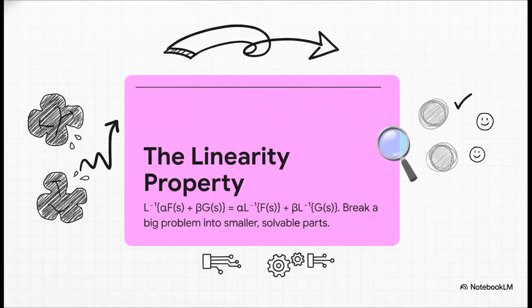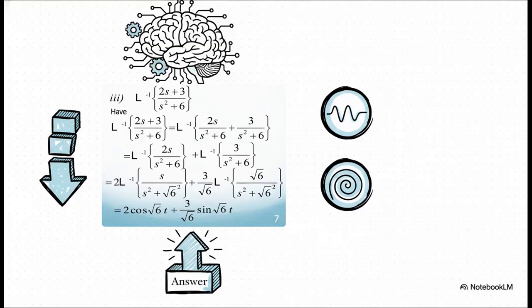This property, linearity, is an absolute game changer. All this math really says is that if you have to find the transform of a bunch of things added together, you can just deal with them one at a time. You can break one big, ugly problem apart into several smaller, friendlier ones. It's fantastic. So check this out in action.